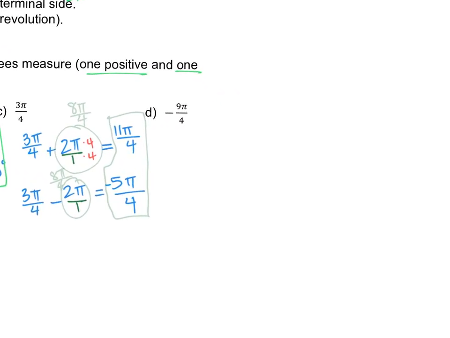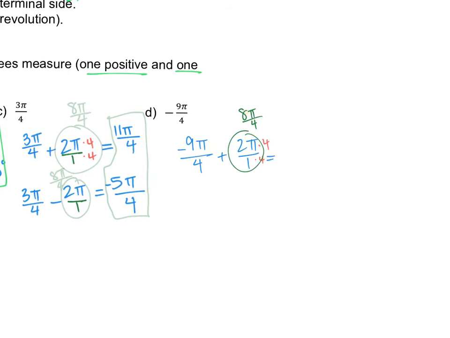So for D, we have a negative 9 pi over 4. So again, I'm going to add the negative 9 pi over 4 with 2 pi. And again, I need a common denominator, so I'm going to make this over 1. The denominator here is 4, so this is going to be multiplying by 4, but I've done this already before. This will end up being 8 pi over 4.